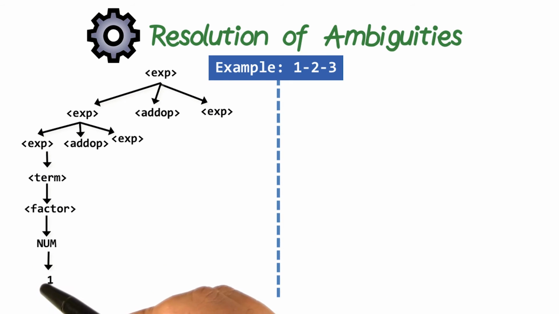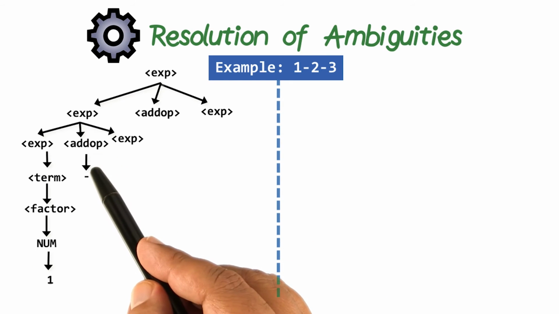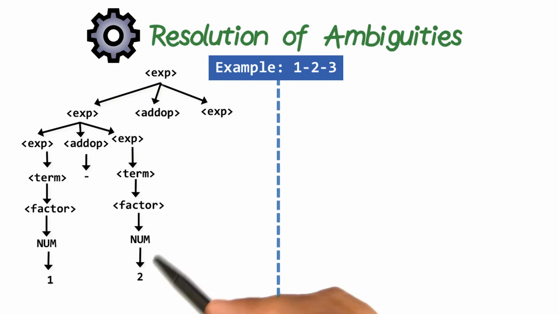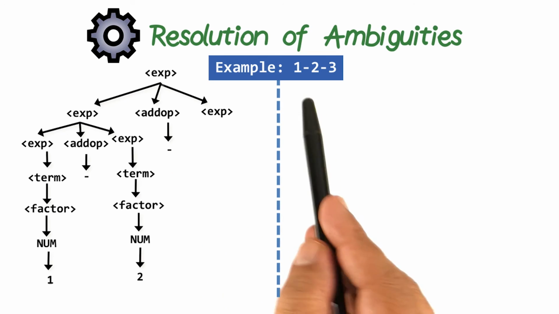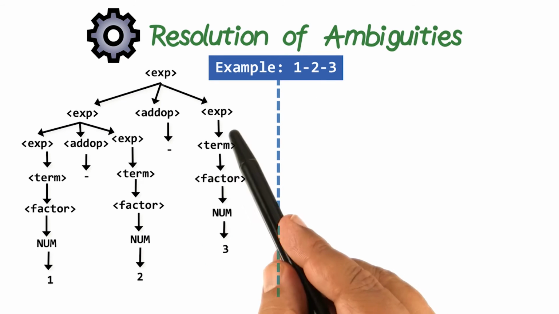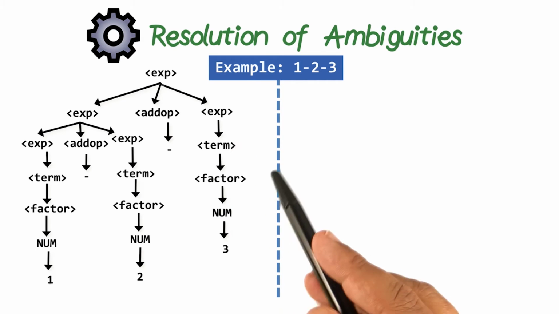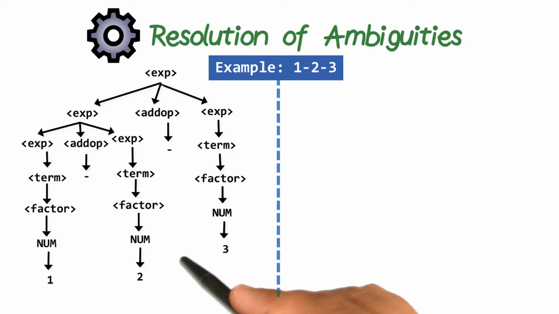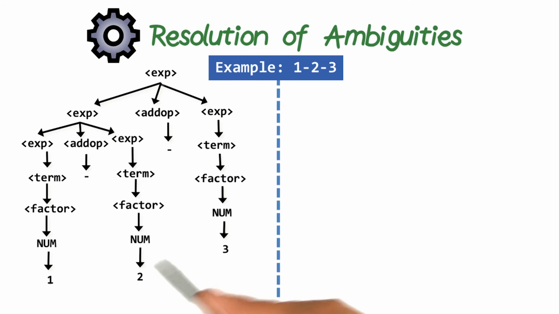and that is going to derive this 1, that is going to derive the negative sign. Then finally, the right hand side expression is going to derive the 2. This is going to derive the second negative sign, and then finally we are going to derive the 3 here. So this is one kind of a parse tree. What kind of association has occurred here? We are going to evaluate 1 minus 2 first. So a left association has occurred.